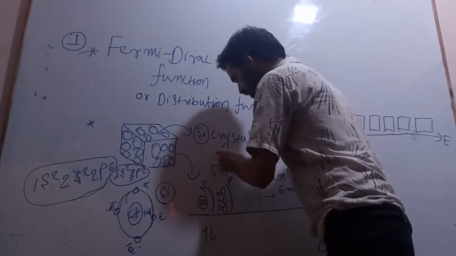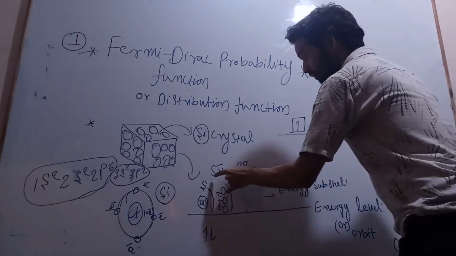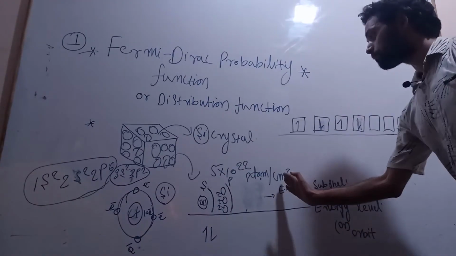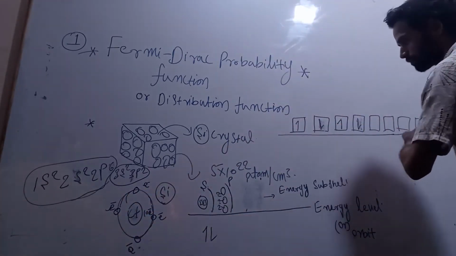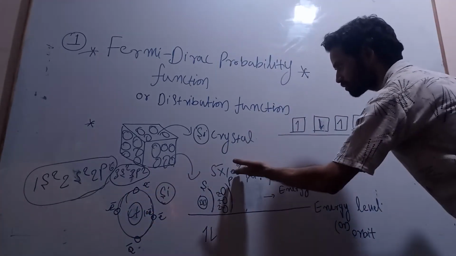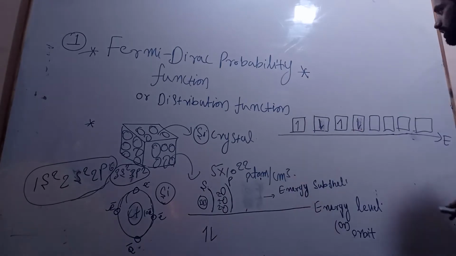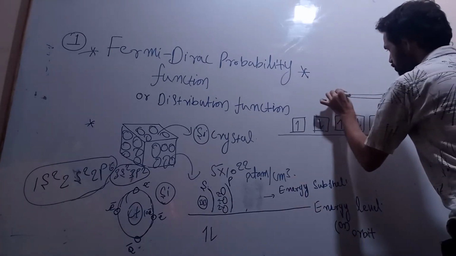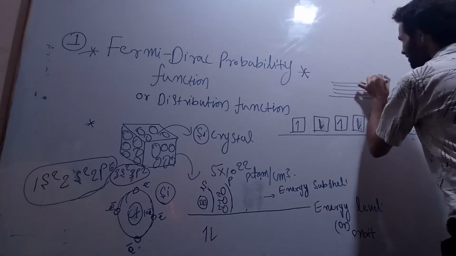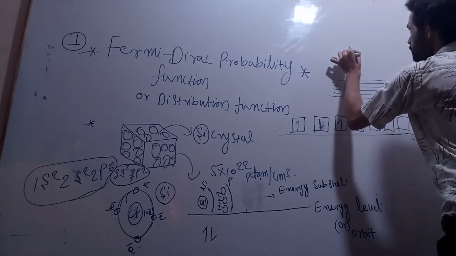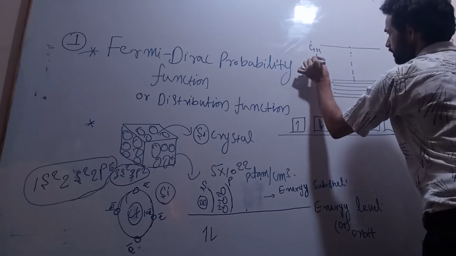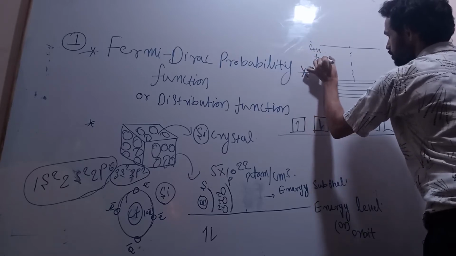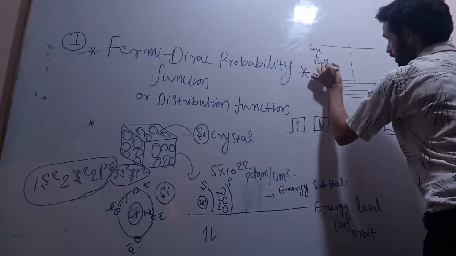Now see here, what is the number of atoms? 5 into 10 to the power 22 atoms per cubic centimeter. We have drawn this only for one atom. Like this energy level, how many energy levels are there? 10 to the power 22 energy levels. Like this, 1, 2, 3, 4, 5, 6, up to the ith energy level, which is nothing but 5 into 10 to the power 22 energy levels.